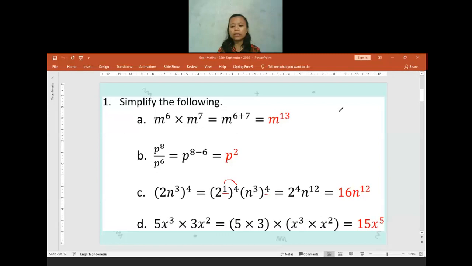For the next question B, we have 5x to the power of 3 times 3x to the power of 2. When we have multiplication using indices, we multiply number times number, letter times letter. So the number 5 we multiply with 3 becomes 15. x to the power of 3 we multiply with x to the power of 2. Multiplication using indices, we add the power. That's why the final answer will be 15x to the power of 5.